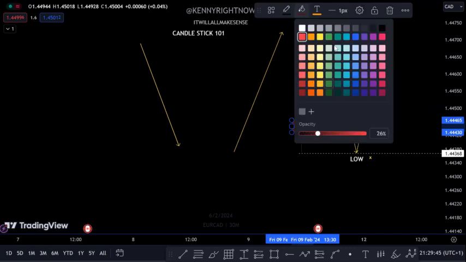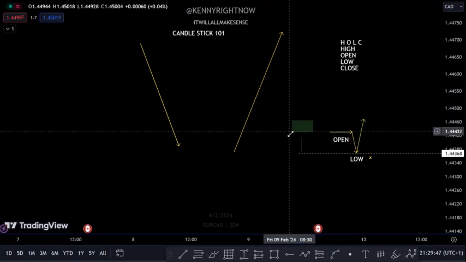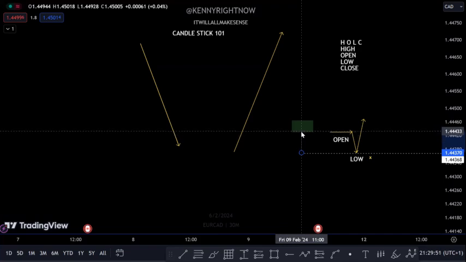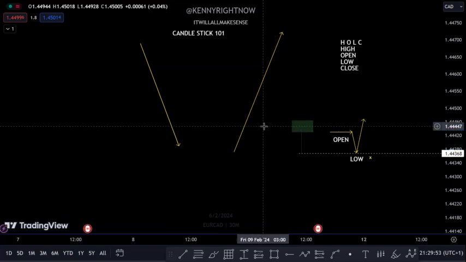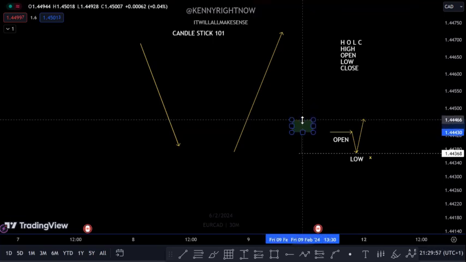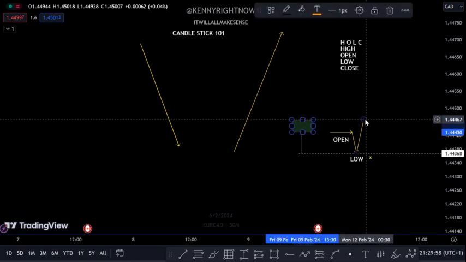Now, why is it a green candle? It's a green candle because price is finally above the open. Right? Price is finally above the open right here. This is currently where the price is right now.